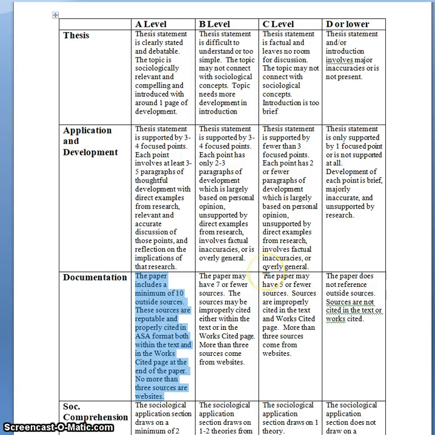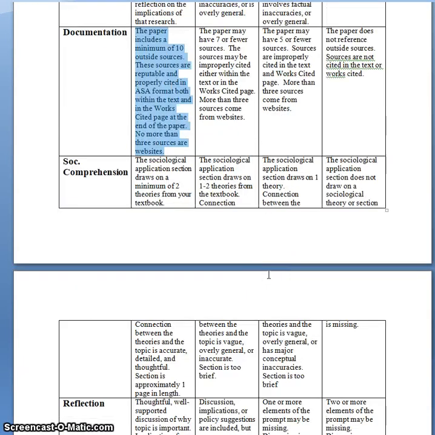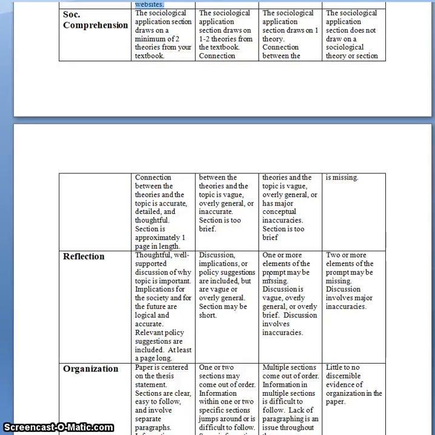resources cited within. All right, next up, this is a big one that I feel like gets misunderstood on the papers, is your sociological comprehension. Please read this carefully. So first up, it's a section. I'm not just grading on sociological comprehension throughout the body of your paper. It's a specific section. You need to include at least 2 theories from your textbook.